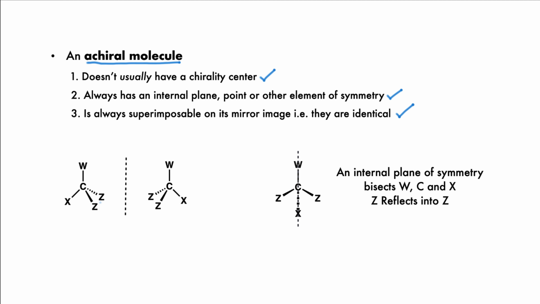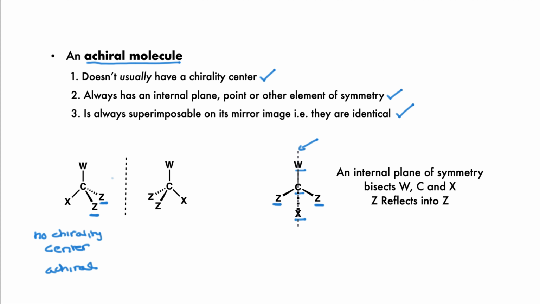This generic molecule has 2 identical groups attached to the central carbon, so it has no chirality center and must be achiral. You can also tell this molecule is achiral because it has an internal plane of symmetry. If you rotate our original molecule so that the 2 Z groups are on the left and right, you can bisect the molecule with a mirror plane so that one half of the molecule reflects into the other. Atoms W, C, and X are bisected, and one Z reflects into the other.